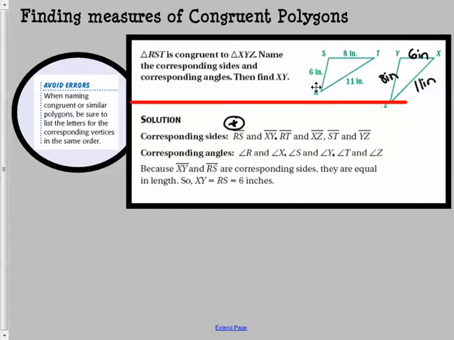Corresponding angles would be angle R with angle X, angle S with angle Y, and angle T with angle Z. Notice that when I draw them for myself, I always set them apart differently. So if they asked us to find XY, we know that XY equals RS, so it's 6 inches.